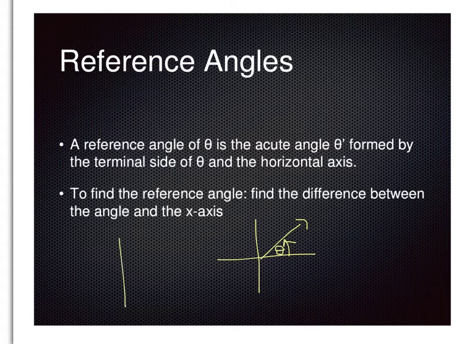Let's take a look at something in quadrant 2. So here's theta. Your reference angle is the acute angle formed by the terminal side and your x-axis. So in here, let's call that alpha. That is your reference angle. It's the acute angle being formed by the terminal side and the x-axis. So in order to find alpha in quadrant 2, you're going to do 180 minus theta.